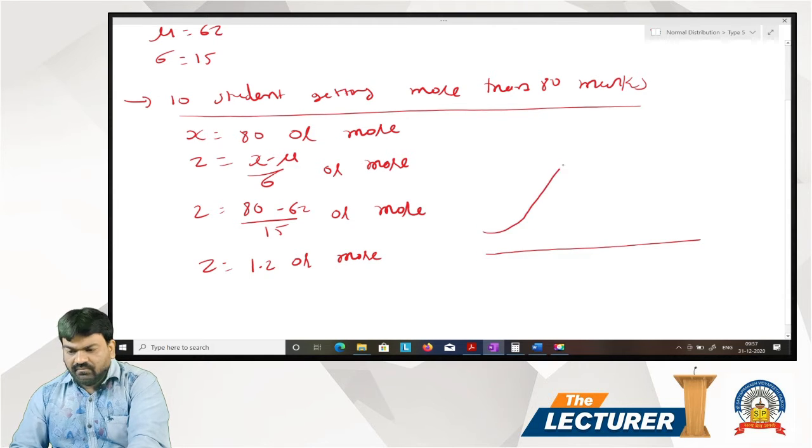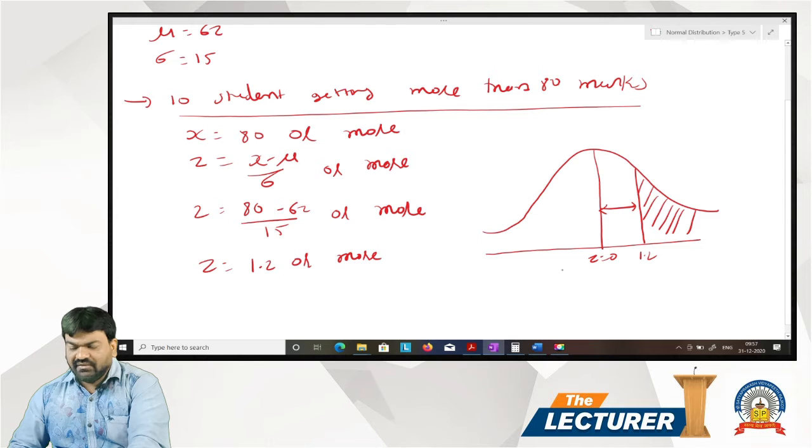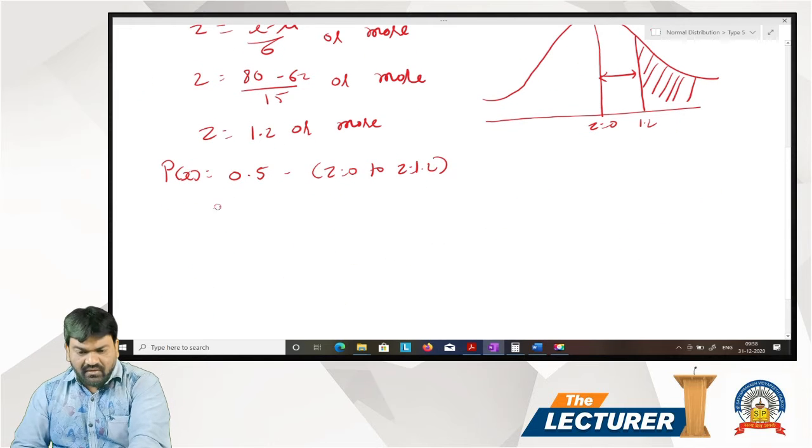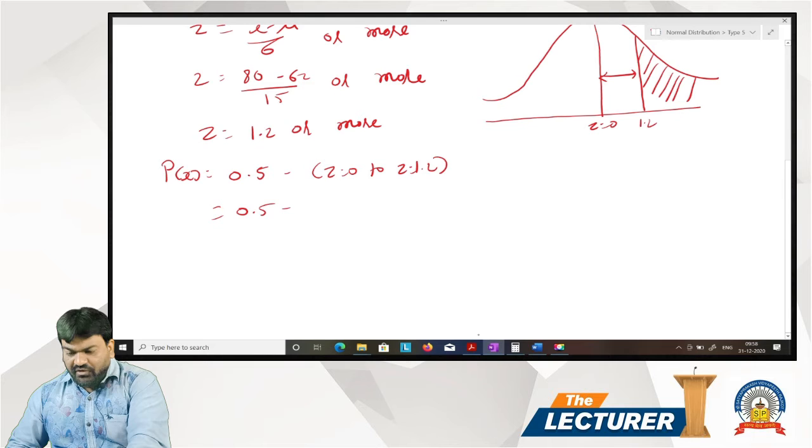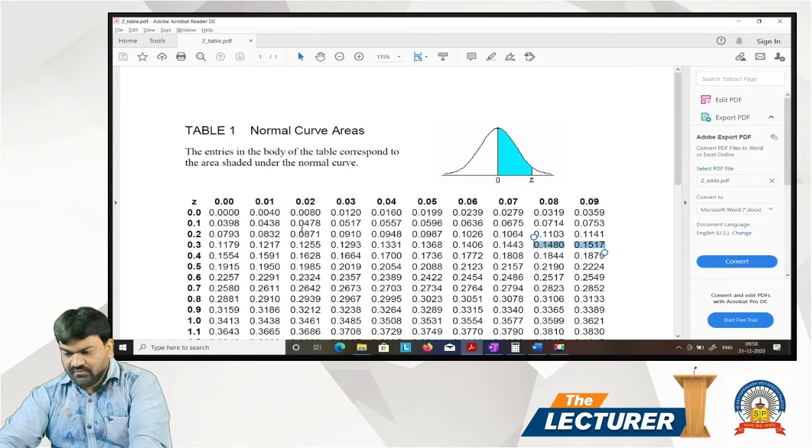Area under normal curve: exactly in the middle is z equal to 0, and 1.2 is plus so it will be on the right hand side. It says more than, so all observations on the right hand side. The total probability on the right hand side is 0.5, from which we will subtract this probability. So in short, we have to find the probability like in type 1. P of X is equal to the right hand side total probability 0.5 minus the area from z equal to 0 to z equal to 1.2. We have to find the probability from z, so we look directly at the table, not the reverse method.